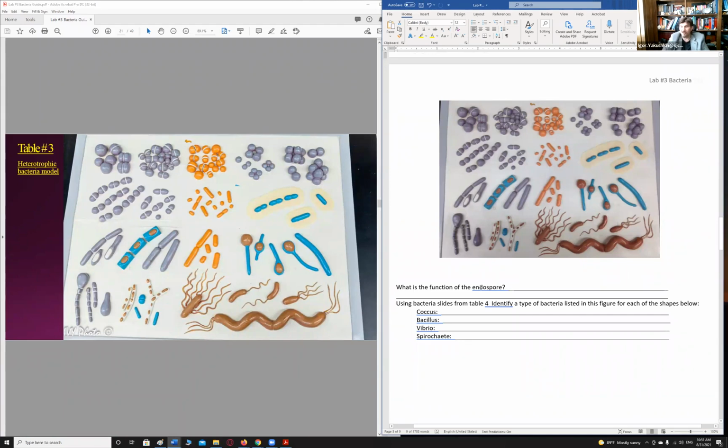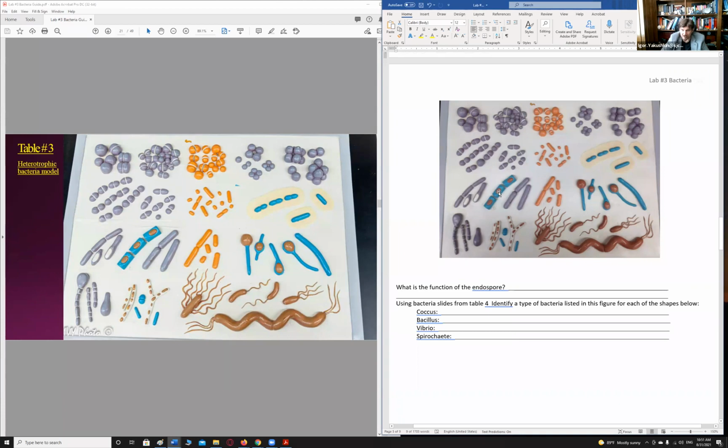What is the function of endospore? Well, let's try to figure out where the endospore is located. See that particular rod-looking bacteria. Here we have a perfect rod, and then there is a brown thing inside. Endo, and it looks like a spore. So endospore right there. That brown structure is the endospore.